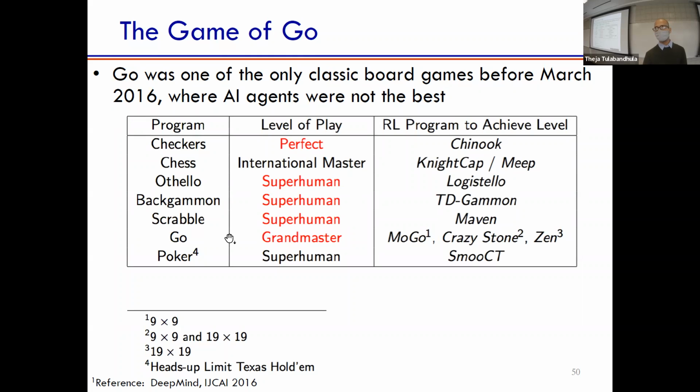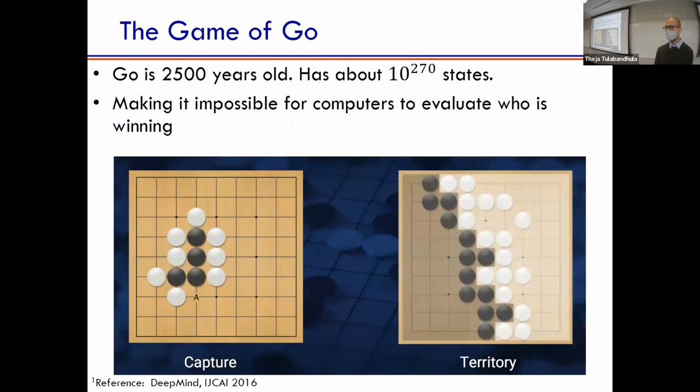So we were not able to construct agents which can do well in Go, and that's because of the huge state space. The rules are pretty simple, very similar to, for example, chess or these other games. The rules are just to capture the opponent's stones or capture as much territory as possible. Okay, so those are the rules.